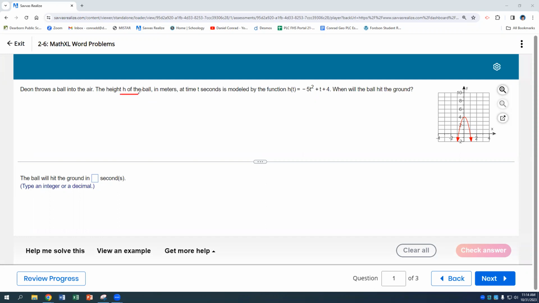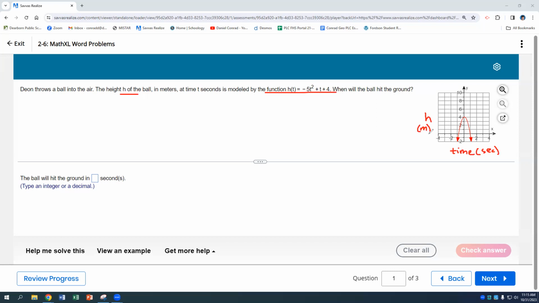The height of the ball, h, in meters at time t seconds. So height, h, is in meters, and time, our x-axis, is in seconds. It is modeled by the following function: h of t equals negative 5t squared plus t plus 4. When will the ball hit the ground?